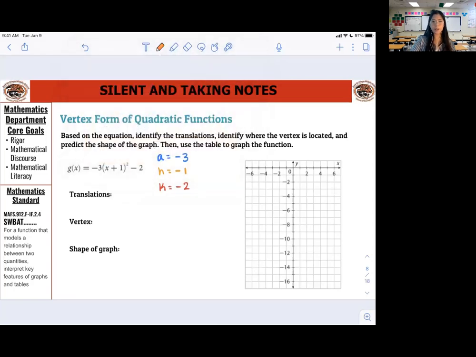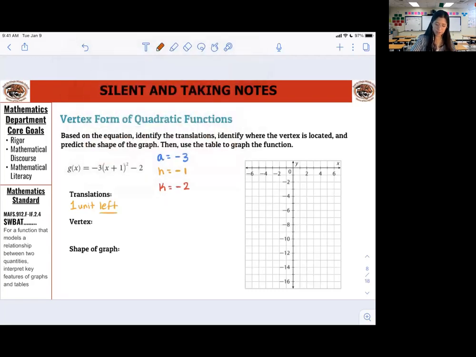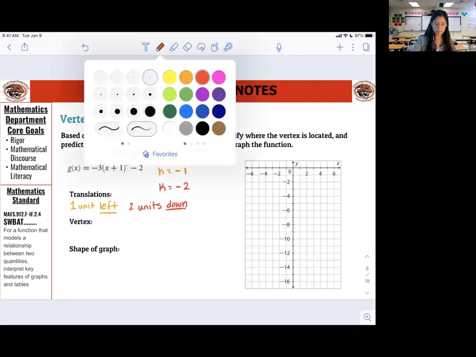Okay, so translations. What direction? How many units? It goes to the left 1 unit, and then it goes down 2 units. I understood you. 1 unit to the left and 2 units down. Perfect. Where is my vertex?